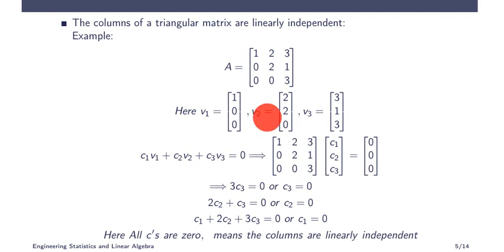That is why we can say that if it is an upper triangular matrix, the column vectors make a linearly independent combination. So this is an example of a linearly independent situation. The previous one was an example of a linearly dependent case.